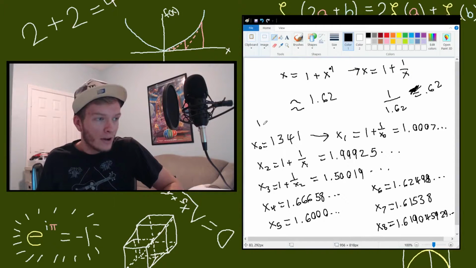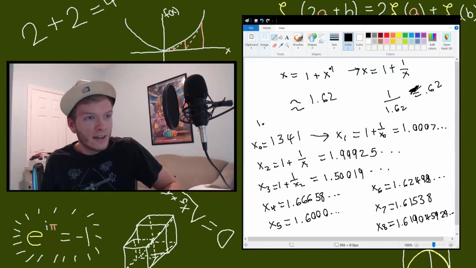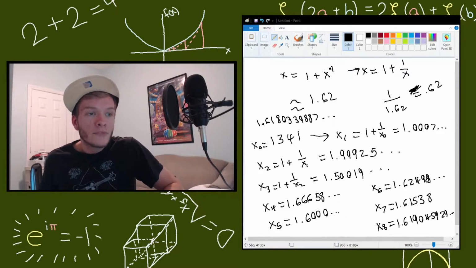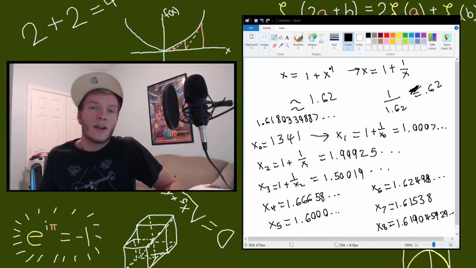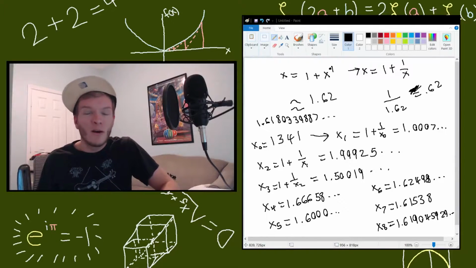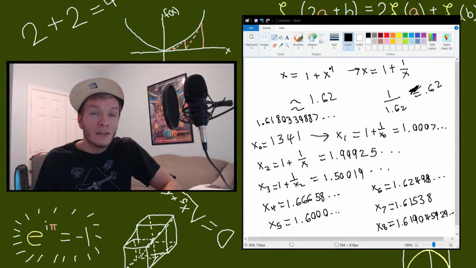number of about 1. I think I have it up here. The number is 1.6161803398887 and some change. So now obviously you could write a computer program to do this for you, and you would get it very fast. I believe in about 40 iterations you get pretty close.